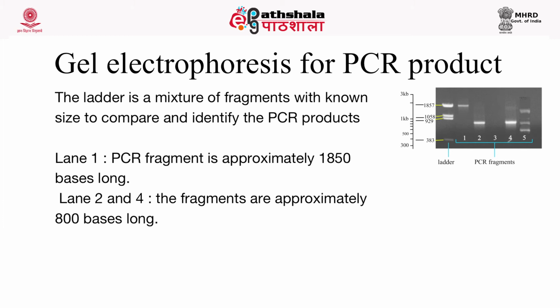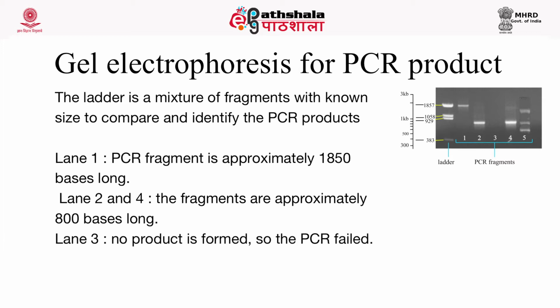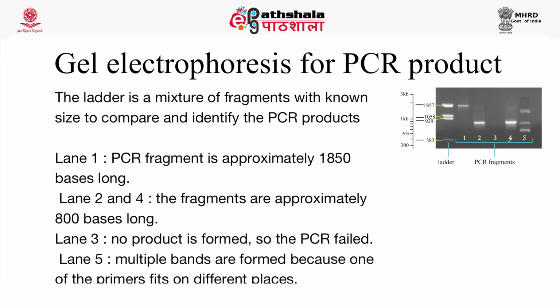Lane 2 and 4, the fragments are approximately 800 bases long. Lane 3, you cannot appreciate a band, that is, there is no product formed and the PCR reaction has failed. In lane 5, you can see multiple bands are formed. This can be due to non-specific primers which are amplifying different regions of the template DNA.